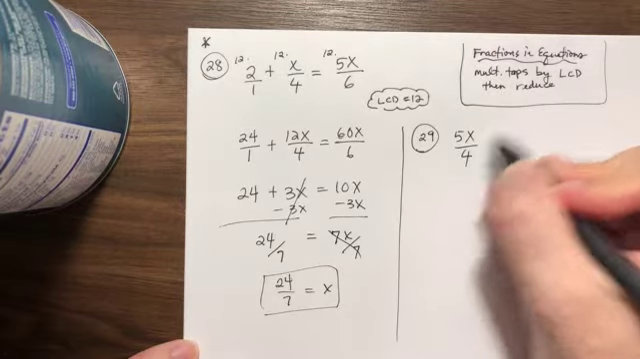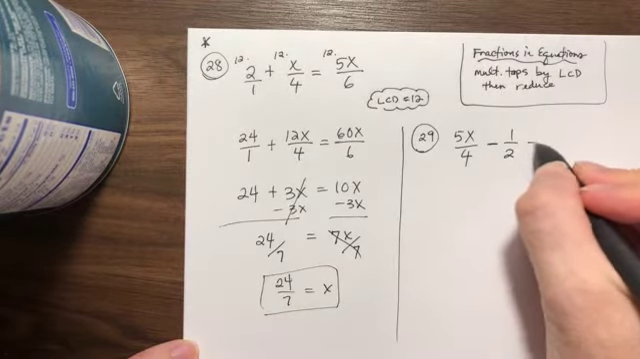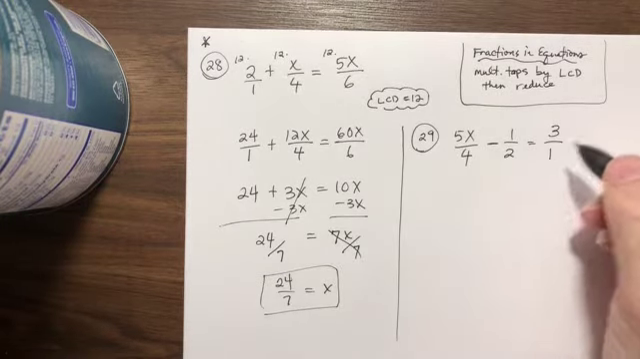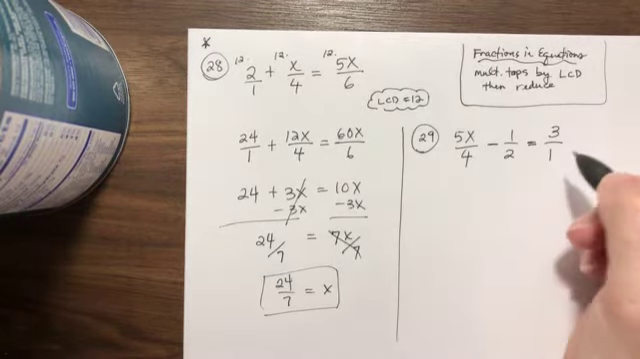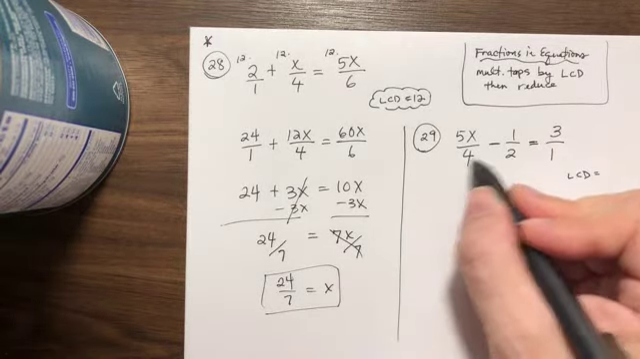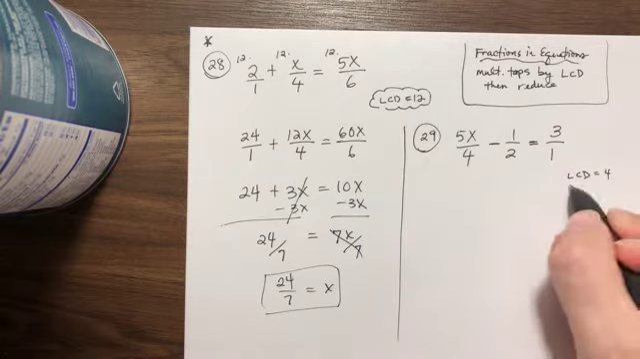29 is another fraction one, and so, just some extra practice. I'm going to do 3 over 1 again because it's a whole number. So I change it to a fraction by putting it over 1. And then I say, what's the LCD? Well, I start with 4 and go, does 2 go into 4? Sure it does. Then the LCD is 4.